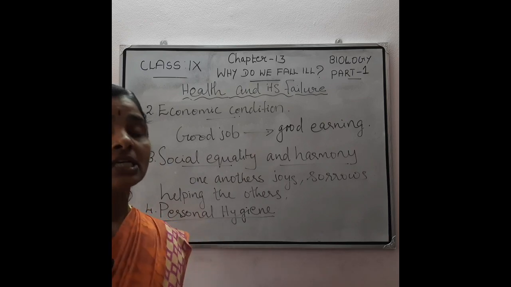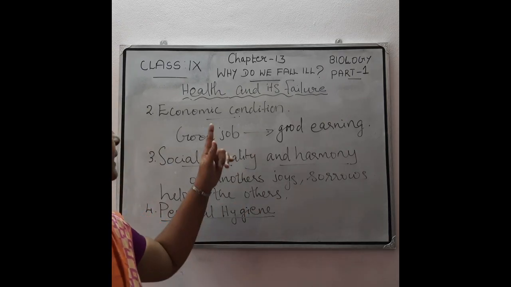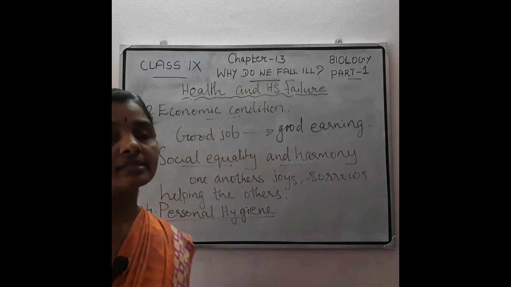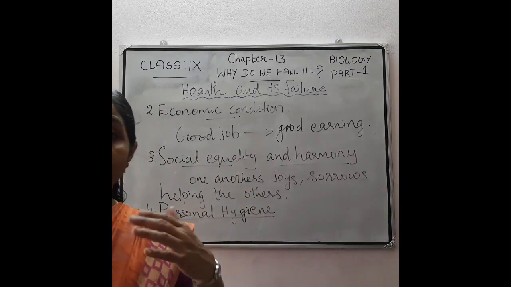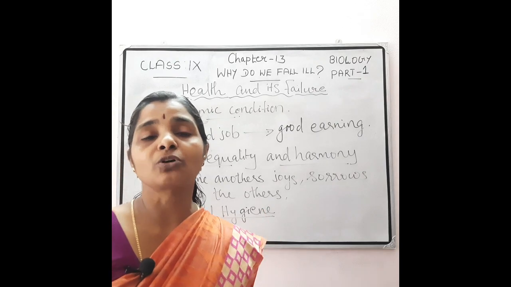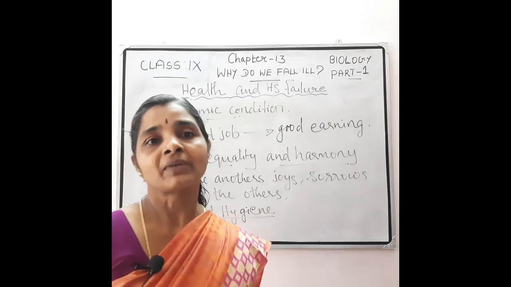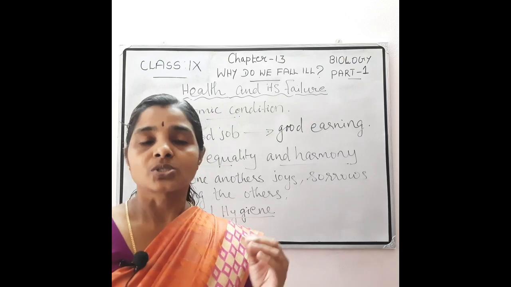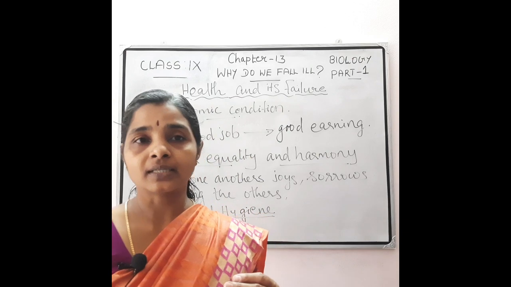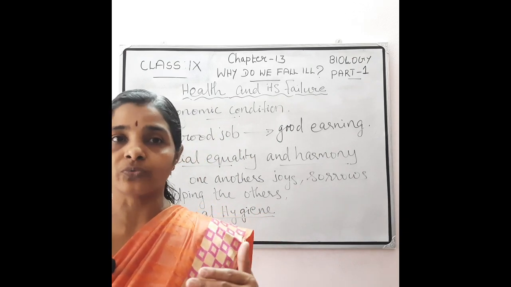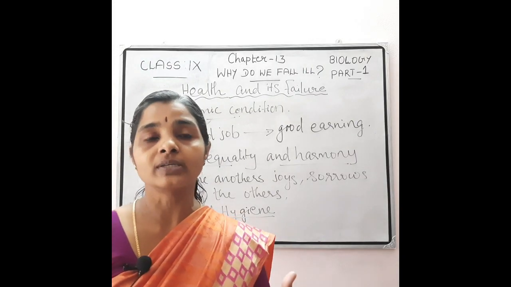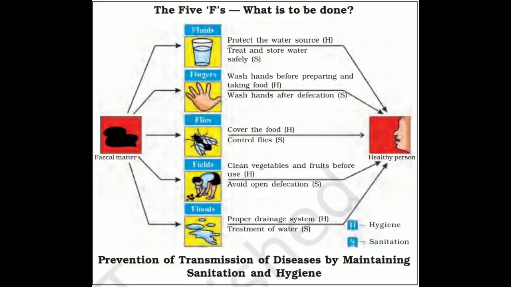So once again, the public health services, economic condition, social equality and harmony, and personal hygiene: any insufficiency of these things will lead to poor health. Otherwise, that will lead to good health. So personal hygiene is very important. Now there is a figure that shows this personal hygiene, how we have to prevent these vectors first, etc., and how we will get good health from that.